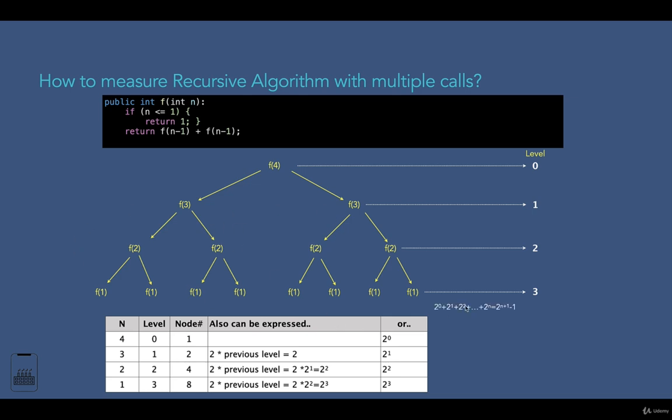From math, we know that if we calculate the sum of powers of 2, we can write the equation like this, and this equals 2 to the power of n minus 1. In terms of time complexity, we can remove the constant from here and write it like this: O(2 to the power of n). From this equation, we can come to the conclusion that when you have a recursive call that makes multiple calls, the runtime will often look like this: O(branches to the power of depth).